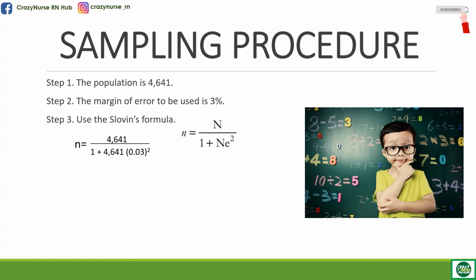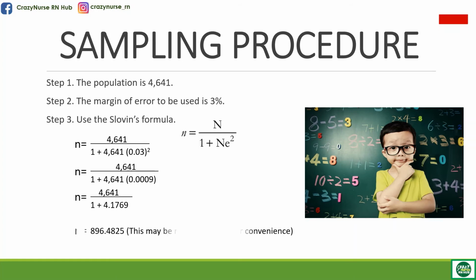Sample size equals 4,641 divided by 1 plus 4,641 multiplied by the square of 0.03. 0.03 is your 3% margin of error. So you have to multiply it and get the sample size. The sample size is 896.4825. This may be rounded to 900 for convenience of computation. So we could have 900 as the sample size.